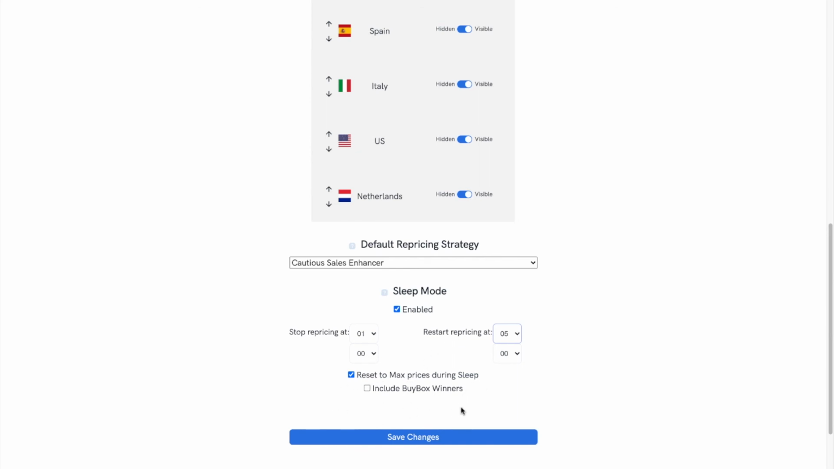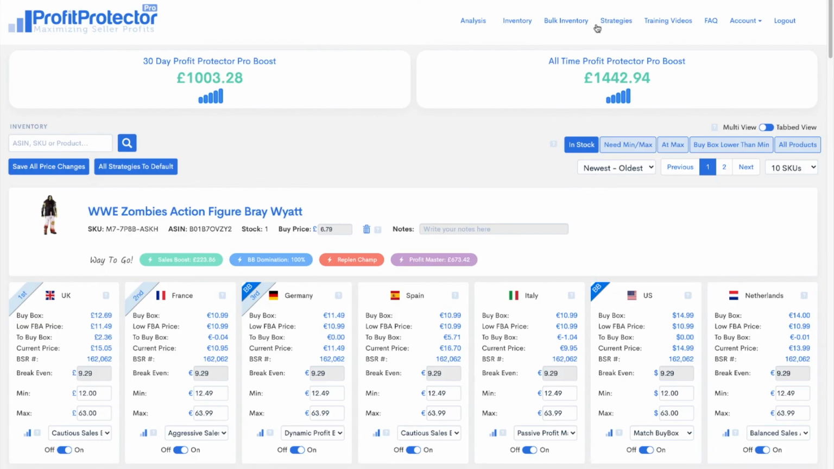I would suggest you do not click that button. And what that means is when it gets to 1 a.m., say, if you've got the buy box for a product and you don't have that checked, then Profit Protector Pro will not move that product to maximum because you've got the buy box. If you've got that ticked, then at 1 a.m., irrespective of whether you've got the buy box, Profit Protector Pro will move it to maximum. So unless you've got a particular reason you'd want to, I would suggest you leave that unchecked. Then you can click Save Changes, and then Profit Protector Pro will put all your prices to maximum between 1 a.m. and 5 a.m. So you're starting the next day at a higher point.